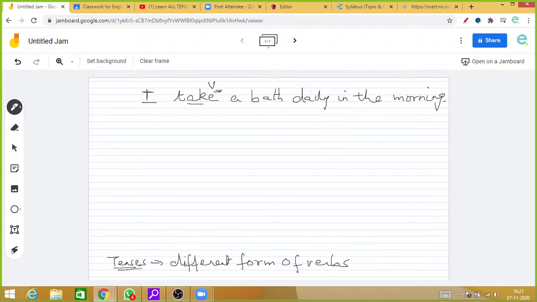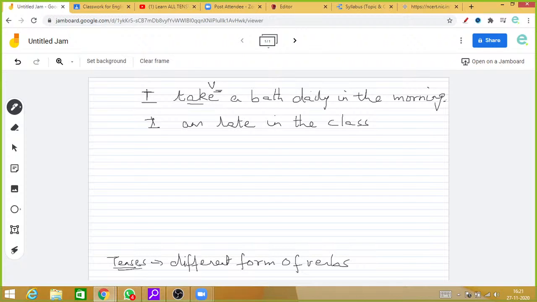Vaishnavi, you make a sentence now in simple present tense. I am late in a class. I am, hmm, late, hmm, in a class. In the class. Okay. Which is the verb here?